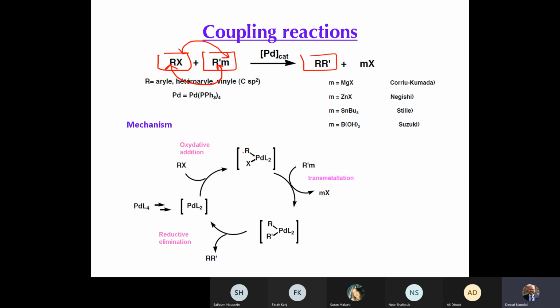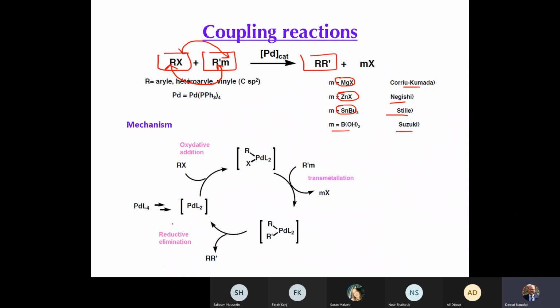What is the palladium catalyst? The catalyst used is palladium PdL2. How to add Rx or how to add R prime M? Pay attention that small m is a metal, a metal fragment. Okay, so this is Kumada. When you use M as zinc, Negishi; tin, Stille; and when you use boron, this is the Suzuki process. These reactions are well known in organic chemistry.